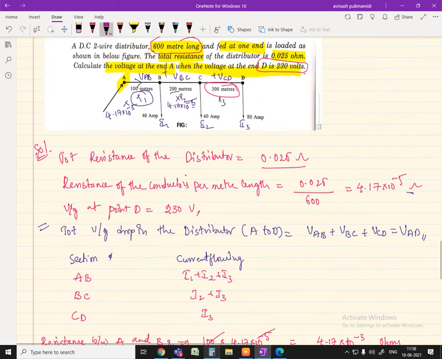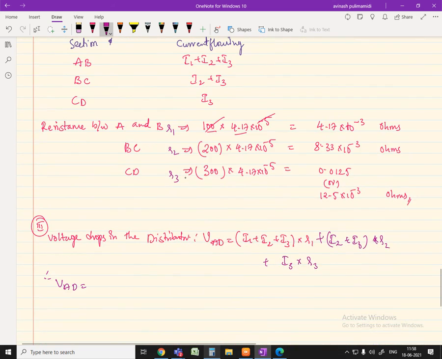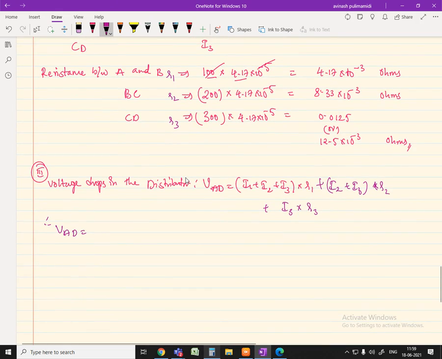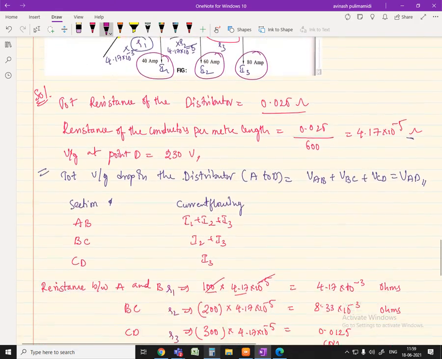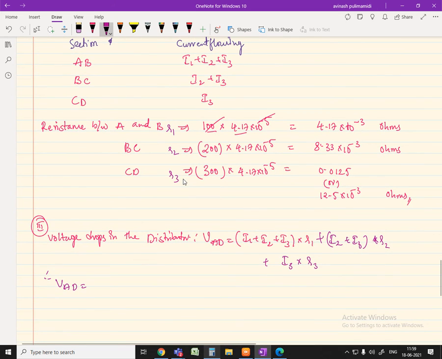I1? I1 is equal to how much? 40 amperes. What is the I2 value? How much? 60 amperes. I3 value will be 80 amperes. So substitute all these values, 40, 60 and 80. How much? 180. 180 into what is the value of R1? 4.17 into 10 power minus 3 plus, this first part is done.